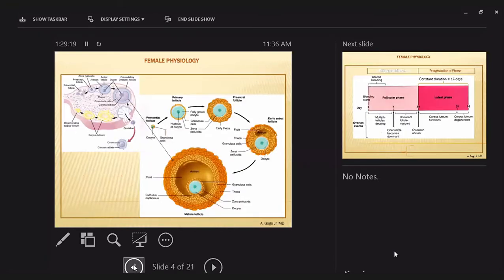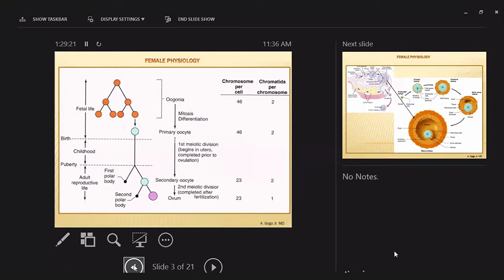That's why the male, they have 400 million. While the female, we have millions, but when it reaches the adult, kasi polar bodies ang ma-produce instead of another oocyte. So, nalamangan na tayo sa male.